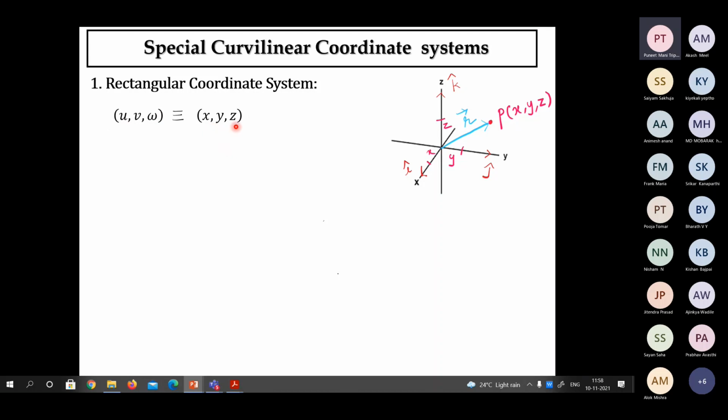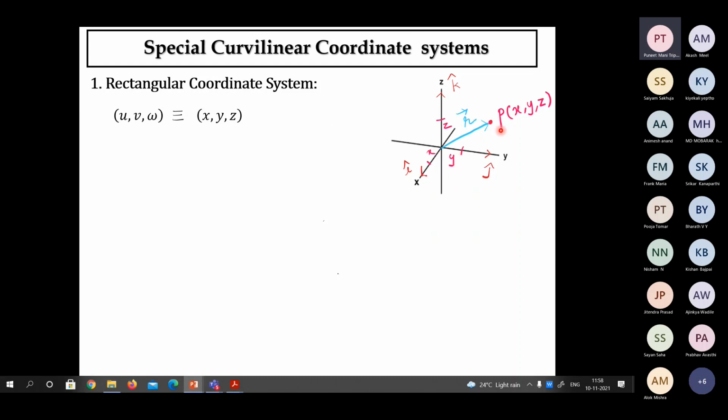If this is the point, we consider the frames of reference as x, y, z, the three axes, and i, j, k as our unit vectors. When we join this P to the origin, it is going to be the position vector R, which is a line. In the rectangular coordinate system, when you join two points, it is going to be a line. So OP vector is the R vector, the position vector.